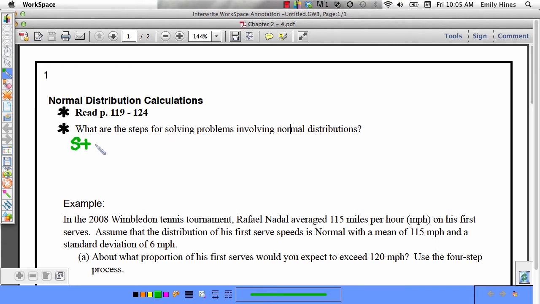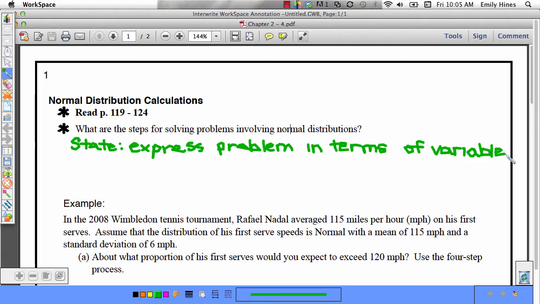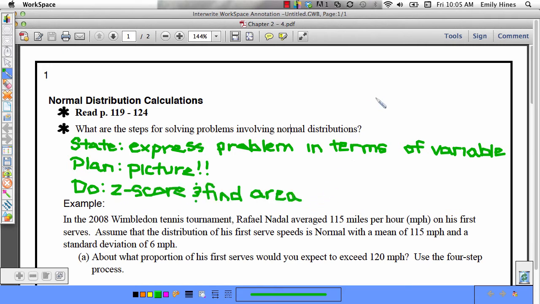For state, express the problem in terms of a variable. For plan, this is where you're going to draw a picture of the normal curve. Remember, you must have this in order to get credit. The do is where I'm going to calculate my z-score and find the area. And conclude, I'm going to conclude in context. Okay, these are the four steps: state, plan, do, conclude.